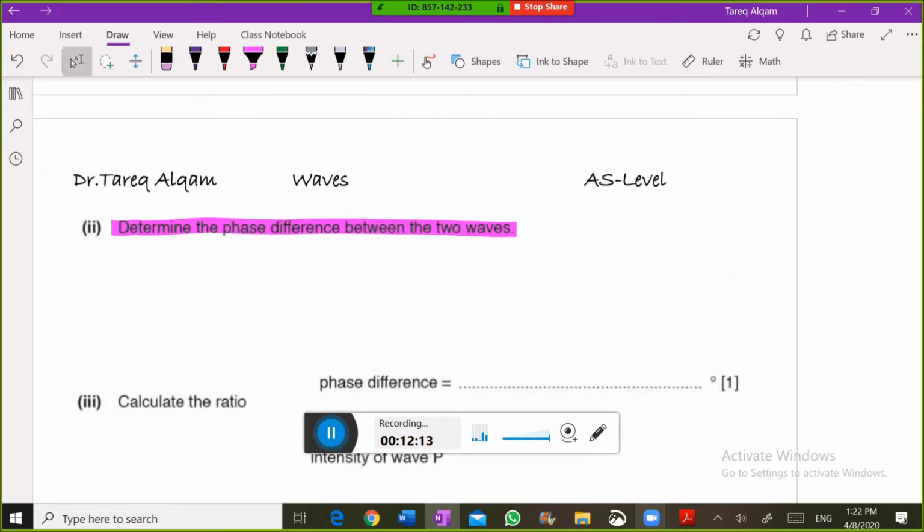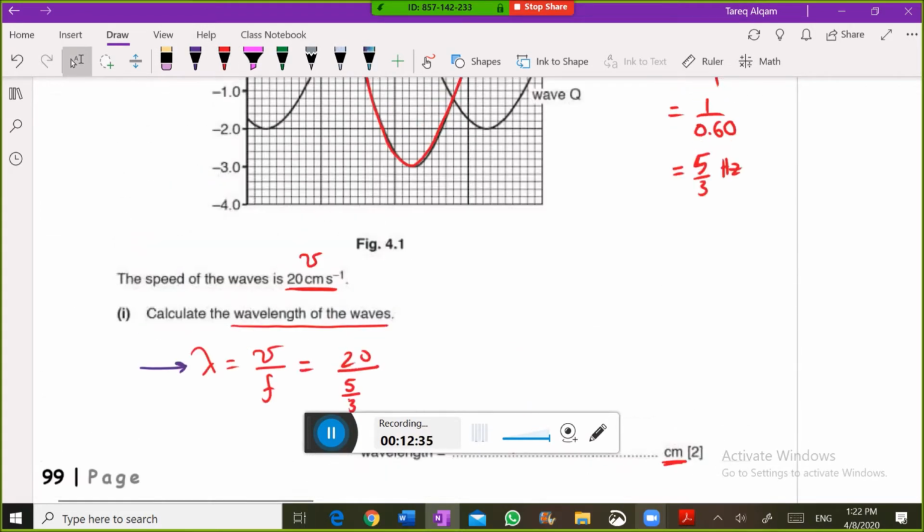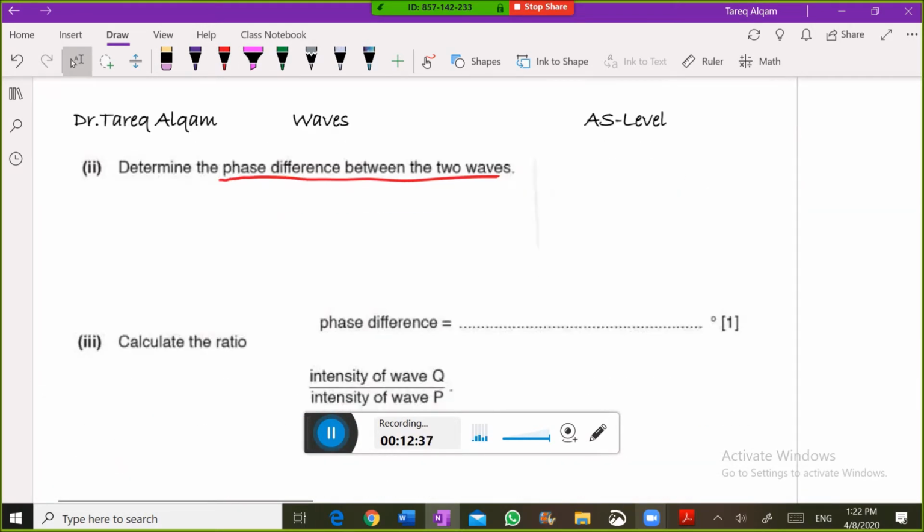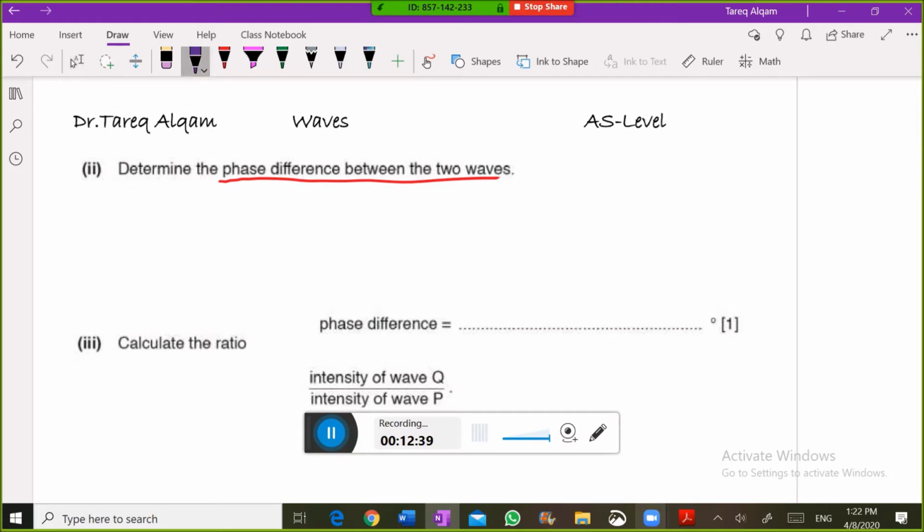What we are asked later is about the phase difference. Just give me a second. Okay, guys. We want to determine the phase difference between these two waves. Please pay attention to this, guys. In order to determine the phase difference, I have to use this formula. Pay attention.